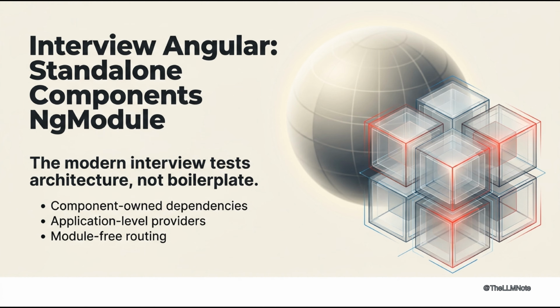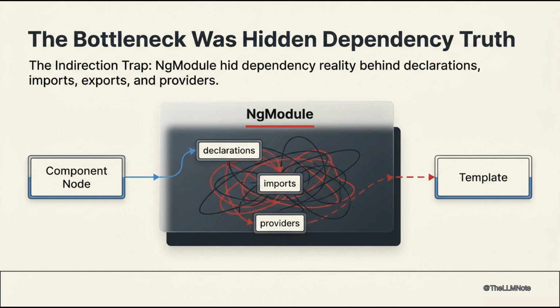The bottleneck was hidden dependency truth. NgModule architecture improved organization but hid dependency truth behind declarations, imports, exports, and providers. Angular's NgModule guide focuses on declaring declarables and adding providers for imported modules. That indirection becomes clear when you can't explain why a directive is available in a template. Notably, this hidden dependency makes it hard to track where components come from.